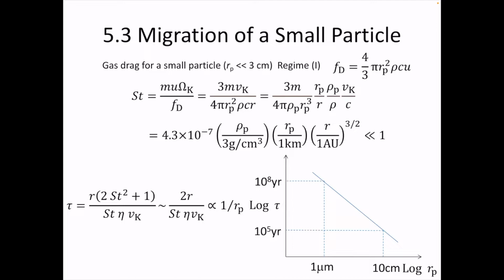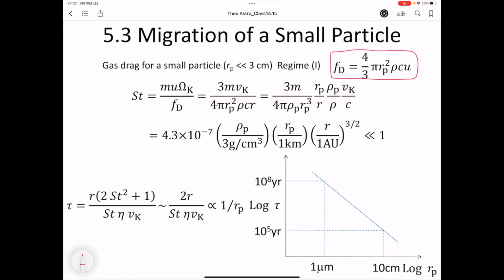We expect St should be much smaller than 1. Then we'd like to calculate. Definition of the St is μ times Ω_K over F_D. Drag force for this regime is expressed like this. Then you can substitute this F into this equation.